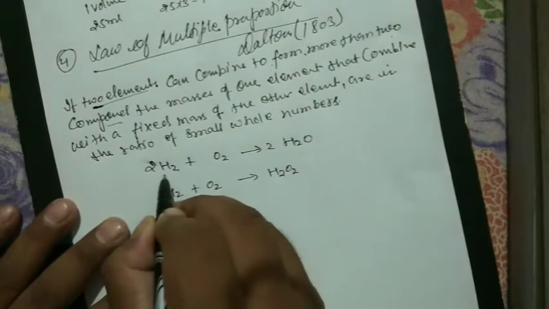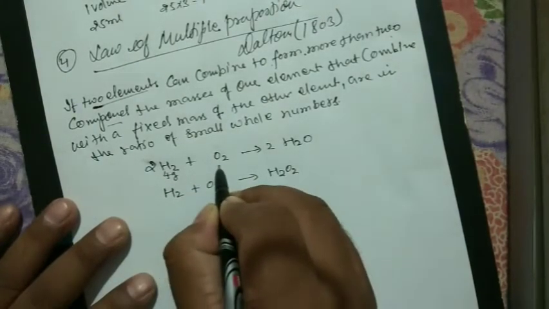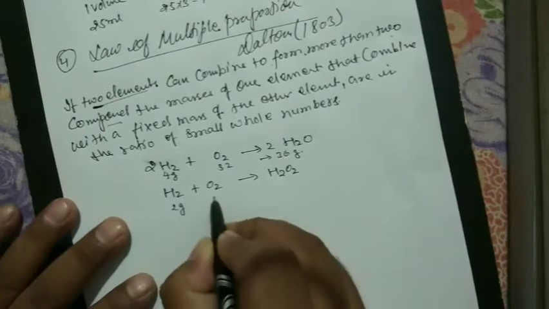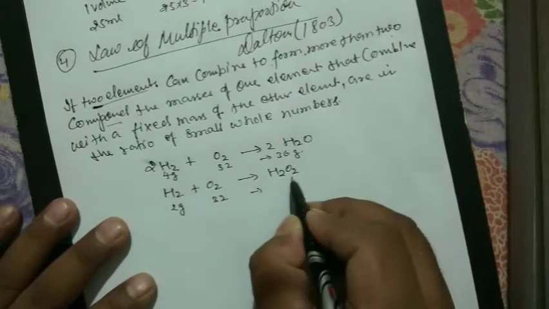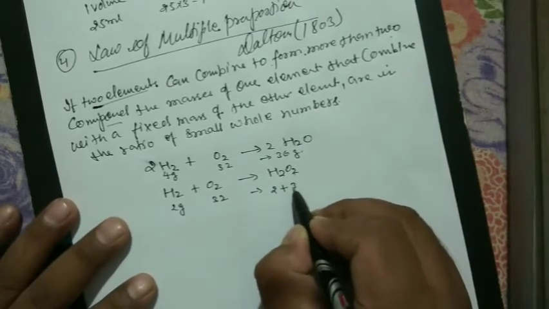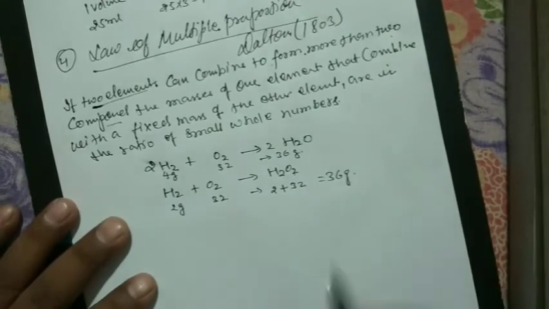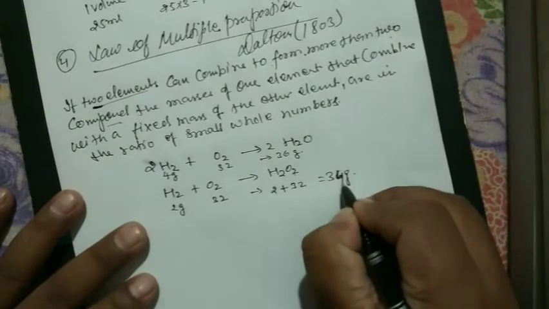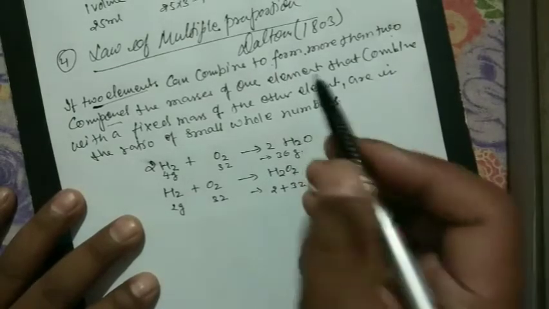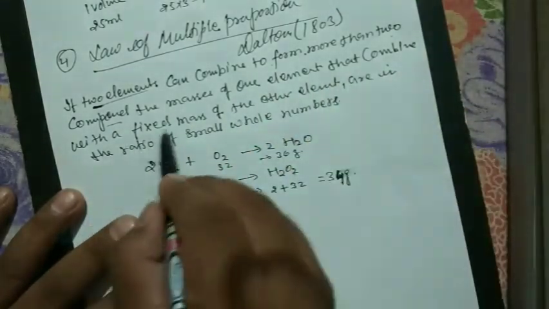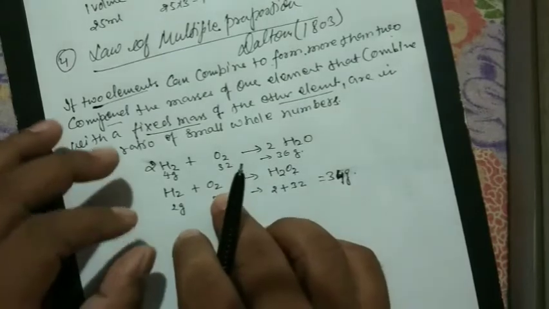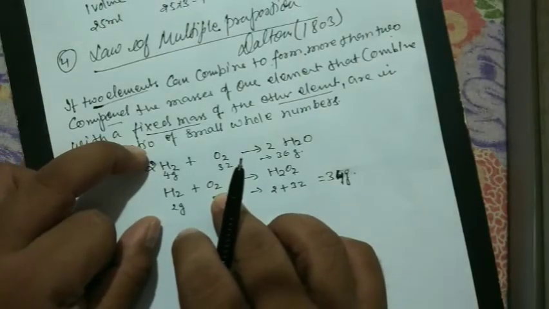Here hydrogen is 4 gram, oxygen is 32 gram and water is 36 gram. Here it's 2 gram, 32 gram and it's 2 plus 32, that is 34 gram. Now according to the law of multiple proportion, what does it say? One element combines with a fixed mass of the other element. If one of them is fixed, then the ratio of the rest is in a simple ratio.